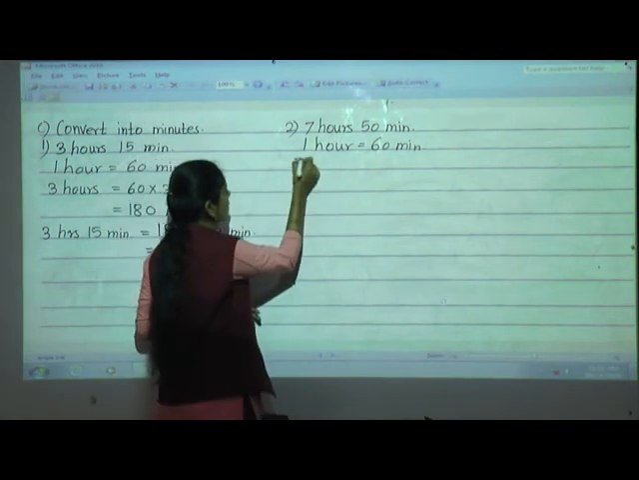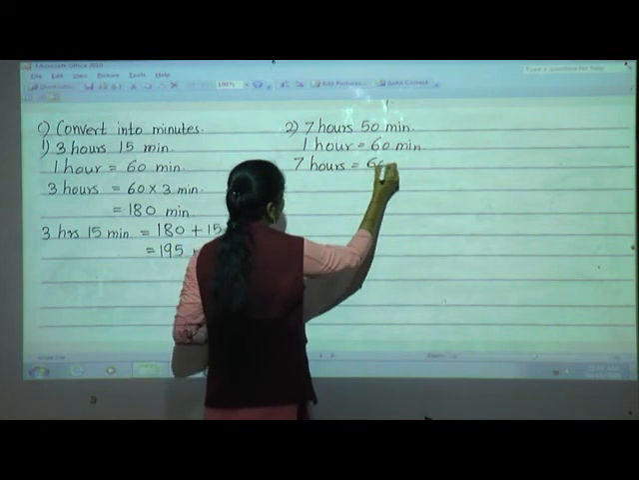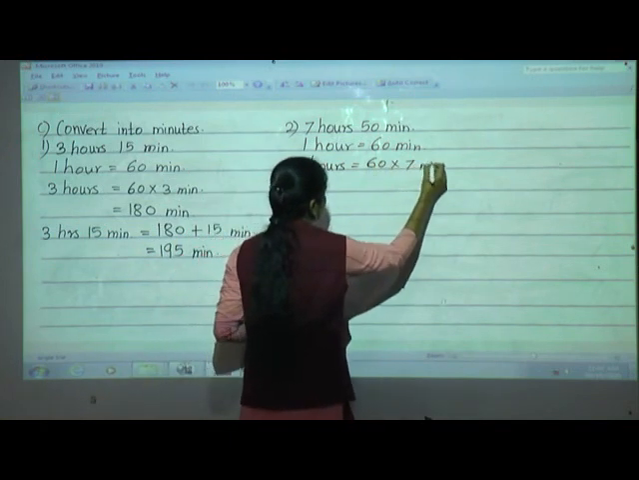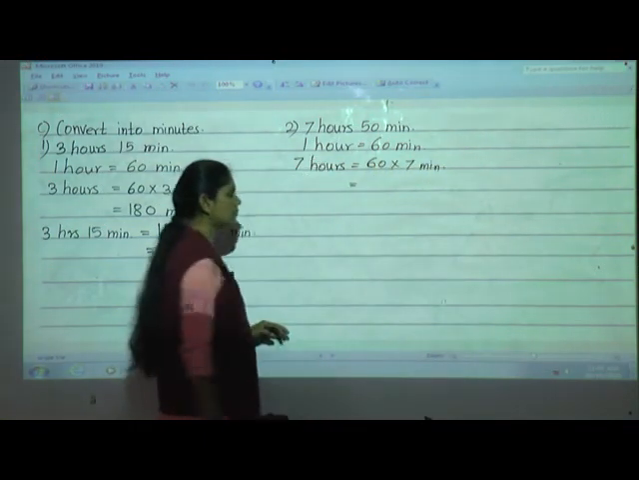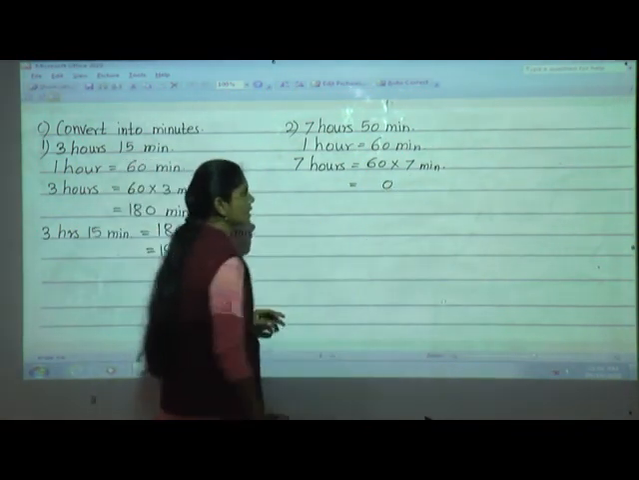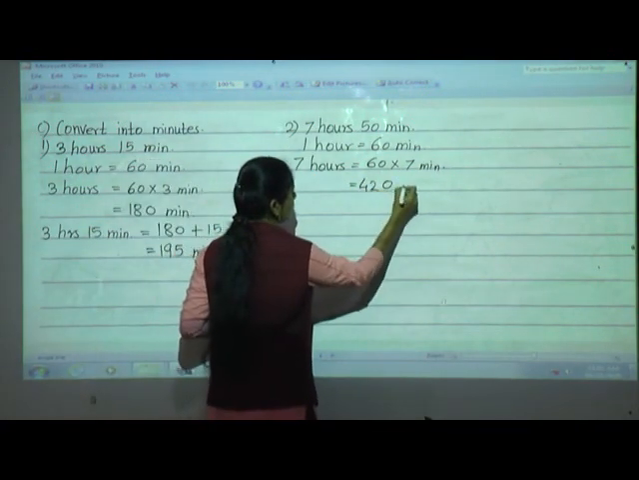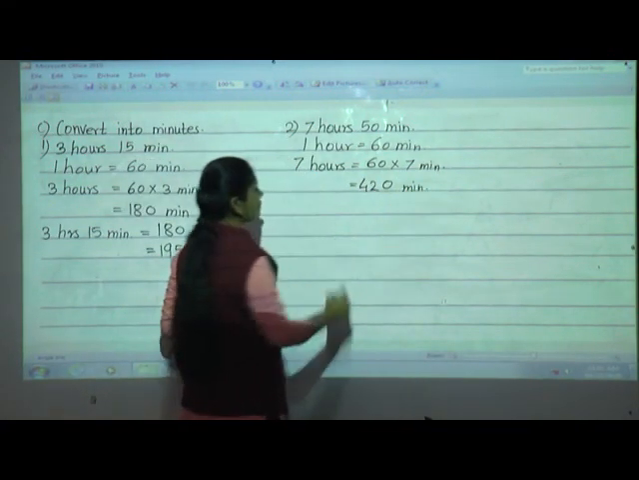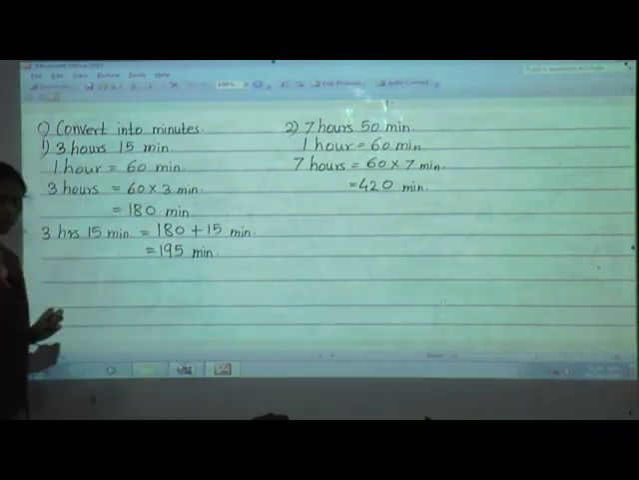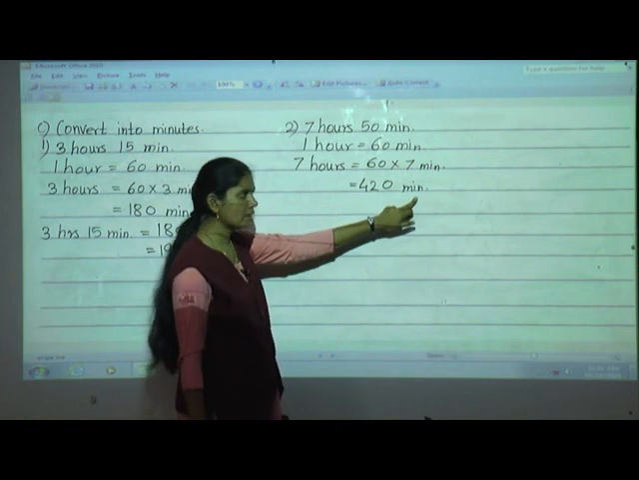So write here 7 hours is equal to 60 into 7. Now simple multiplication is there. 7 into 0, 0. 7 into 6, 42. So write here 42. Means 7 hours is equal to 420 minutes. 7 hours is equal to 420 minutes.